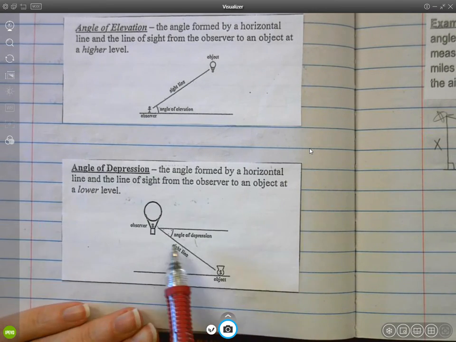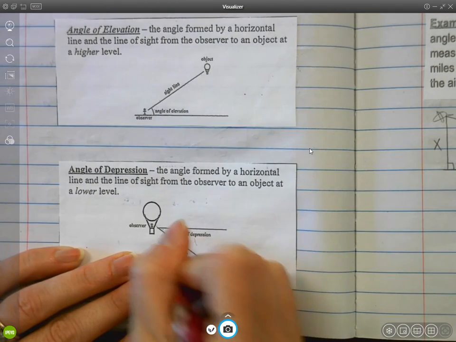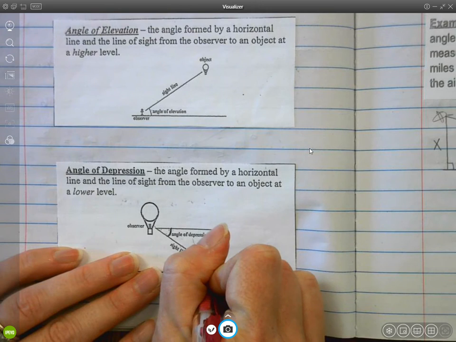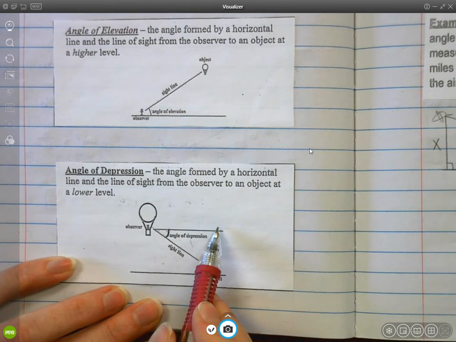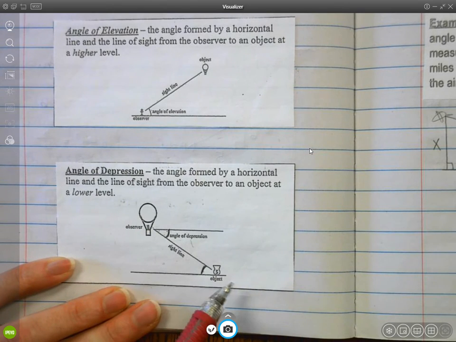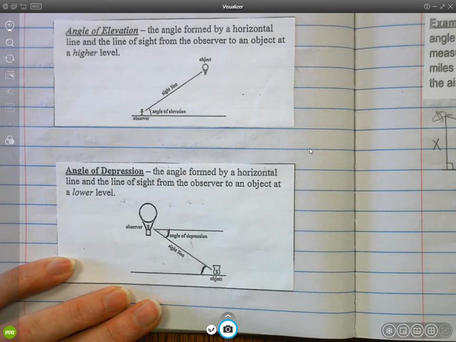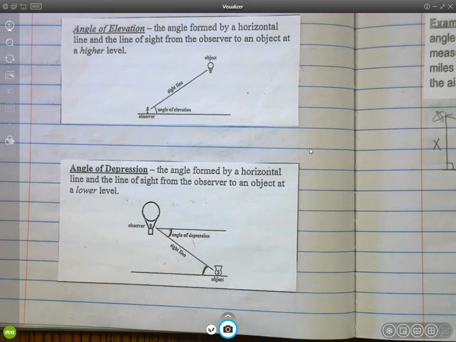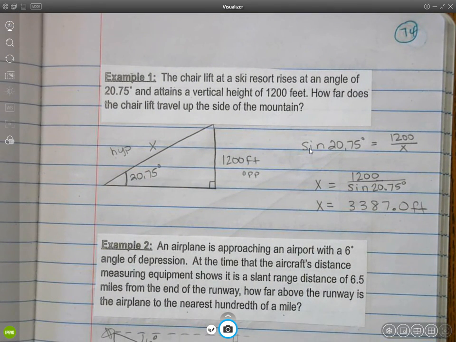But notice that when you do angles of depression, your angle of depression is here, but it winds up being the same as this one, because if you think of the ground and your line of sight as parallel lines, they're being cut by a transversal. So this angle is the same as that angle. Keep that in mind when you're drawing pictures for some examples. Okay, so word problem example 1.